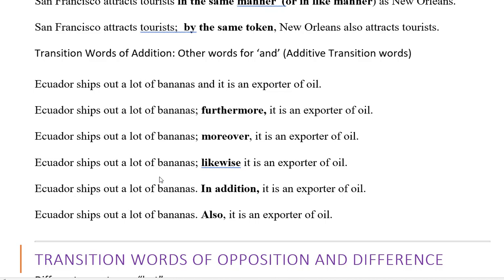Ecuador ships out a lot of bananas. Moreover, it is an exporter of oil. Ecuador ships out a lot of bananas. Likewise, it is an exporter of oil. So you could use all of these words, furthermore, moreover, likewise, in addition, and also, instead of saying and. These are known as additive transition words, or transition words of addition.